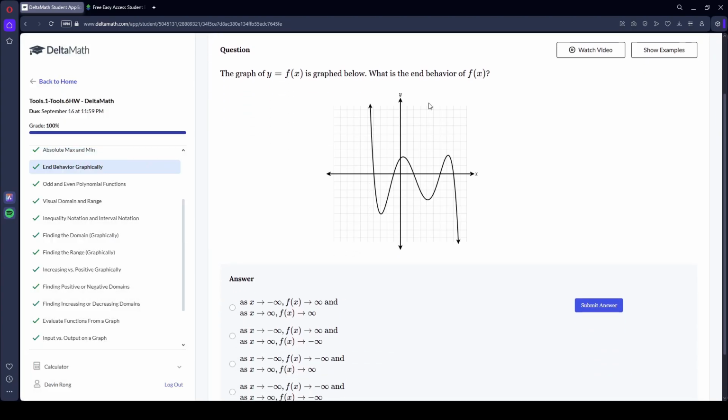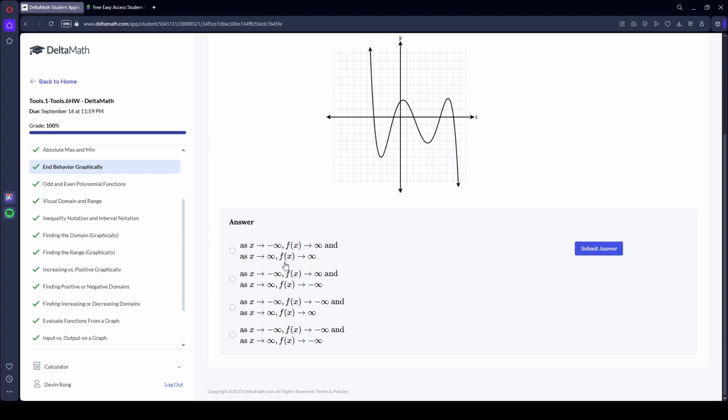Okay. Now let's see this one. You should know how to do this by now. Let's start with x approaching negative infinity, which goes left. X approaching negative infinity, going left. We can see that the y keeps on going up as represented by the arrow. And therefore, as x approaches negative infinity, y approaches infinity, which is upwards for y.